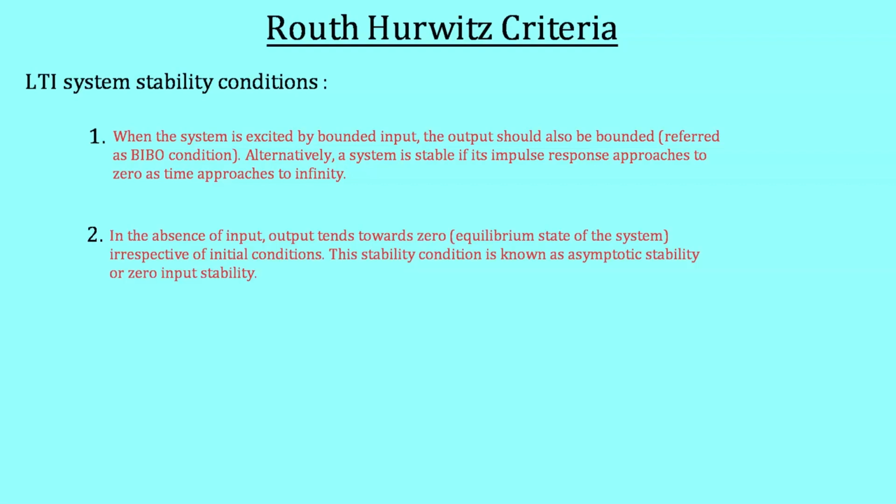The second definition is in the absence of input, the value of the output tends towards zero irrespective of initial conditions. This stability condition is known as asymptotic stability or zero input stability.